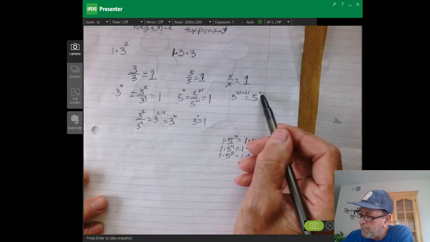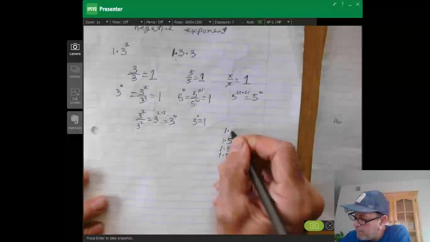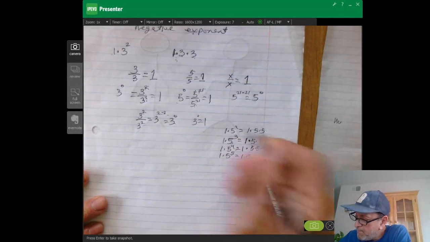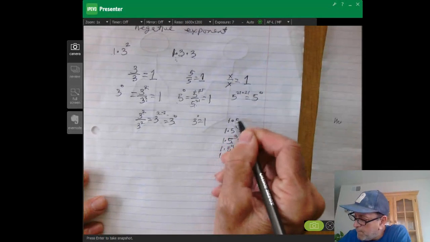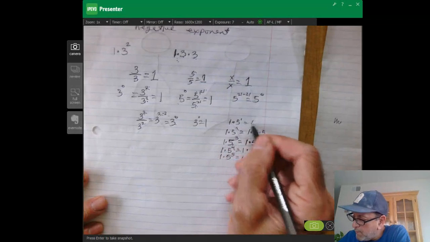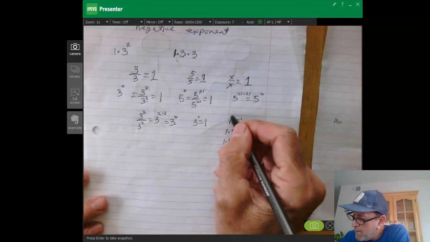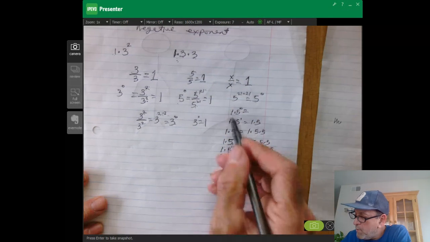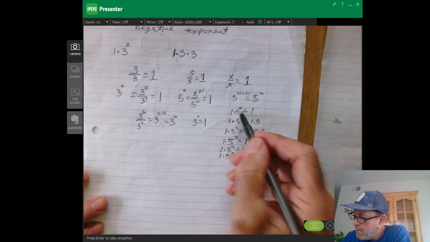But I want to go towards 5 to the 0 power. So I'm going to look at this. 5 to the second, 5 times 5. 5 to the first power is equal to 1 times 5. And then 1 times 5 to the 0 power. Remember, we're still going to keep the 1.